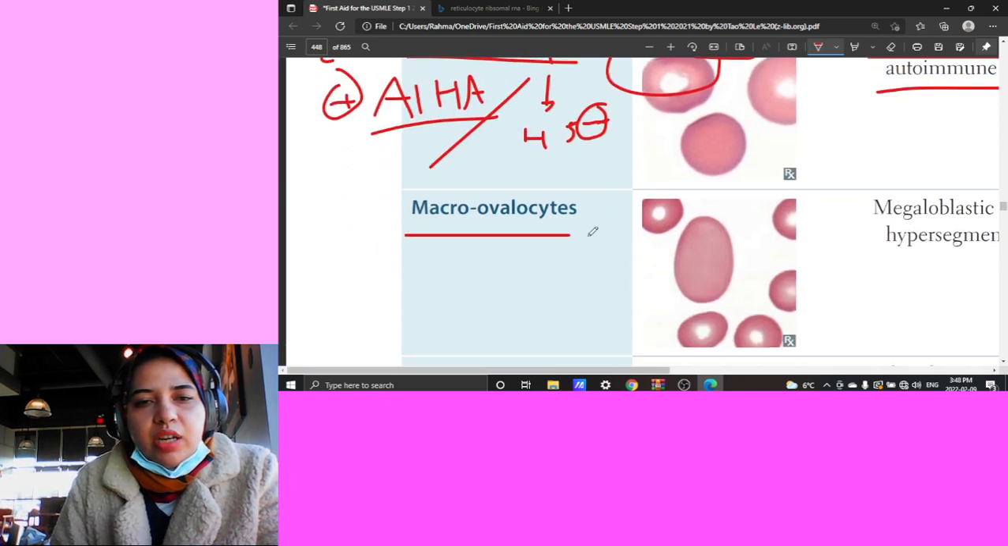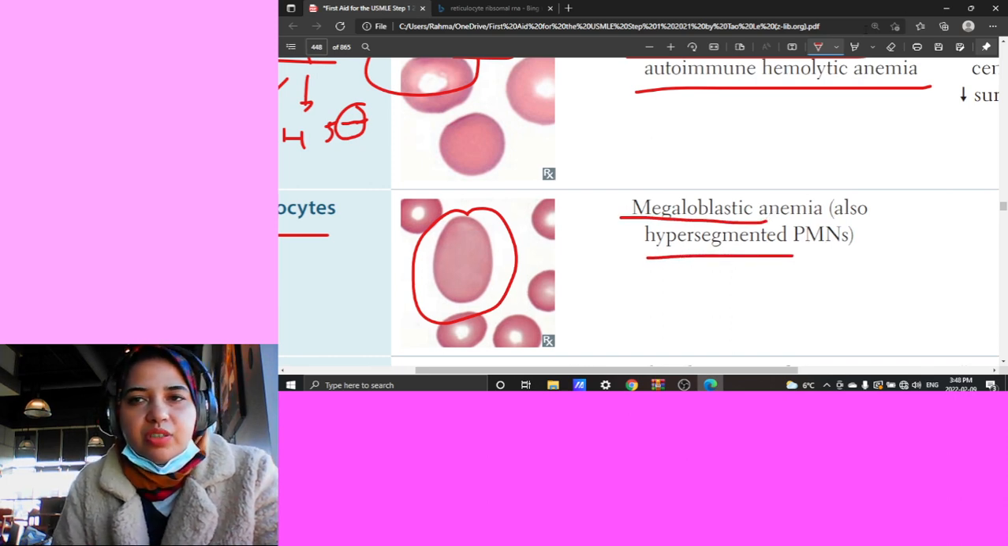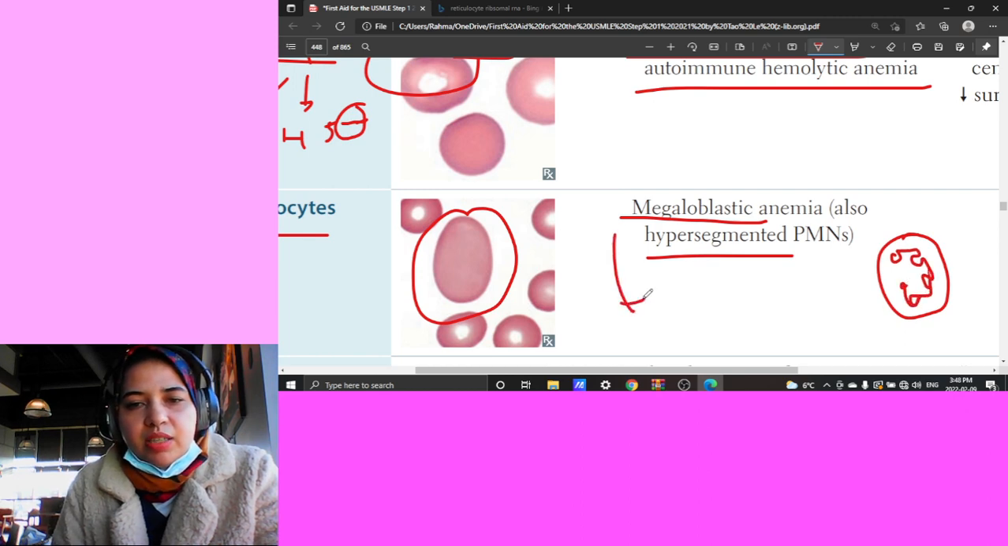You have your macro-ovalocytes, so these are very large cells, and these are seen in megaloblastic anemia. And also don't forget that we have hypersegmented neutrophils. Remember what that looks like: you have your neutrophil and it has more than six lobes. And we said megaloblastic anemia with a hypersegmented neutrophil is probably a vitamin B12 deficiency or folate deficiency, so don't forget that.